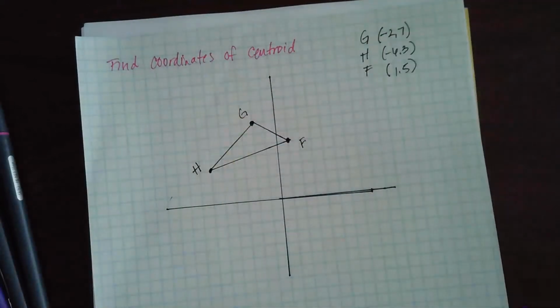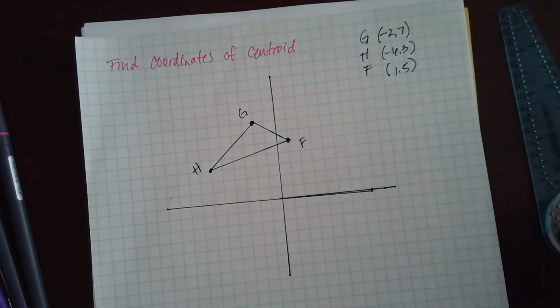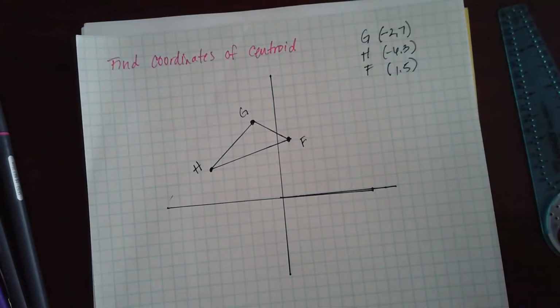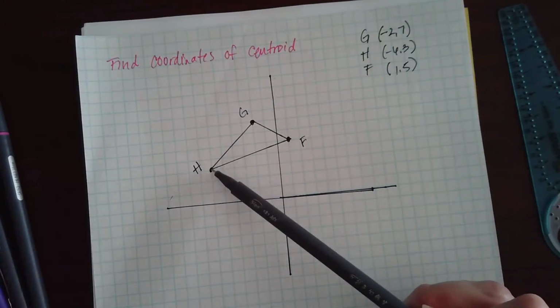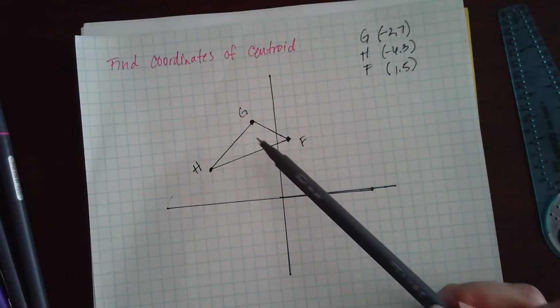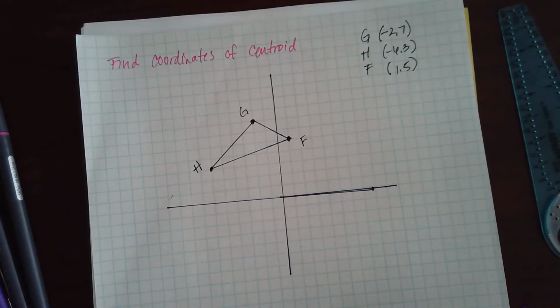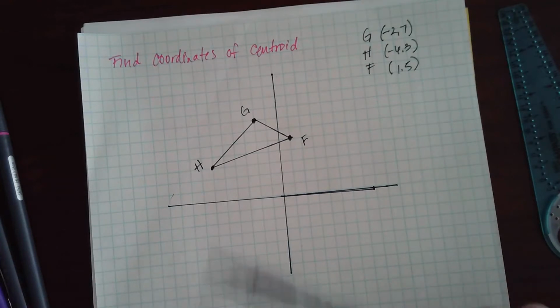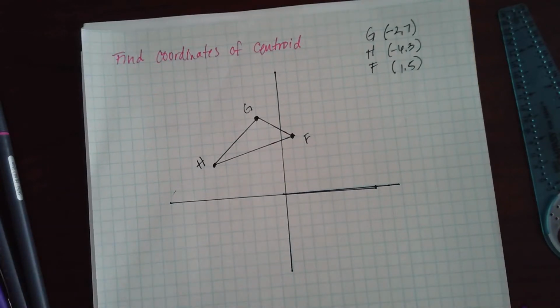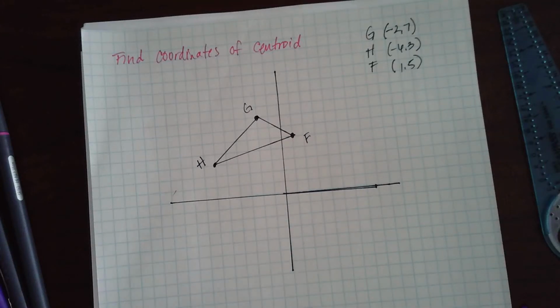So I have a different strategy that we use when it comes to this type of problem. My strategy is to find the equation of 2 different medians. If I can find 2 different medians and then use those 2 equations to find the intersection, so solve the system, I can figure out the coordinates of that centroid. So my first job is to find the equation of 2 different medians.